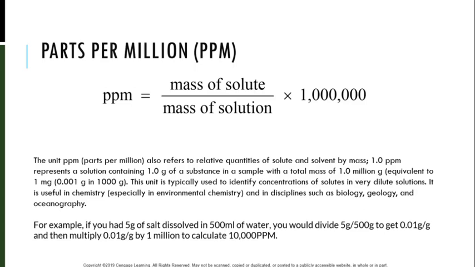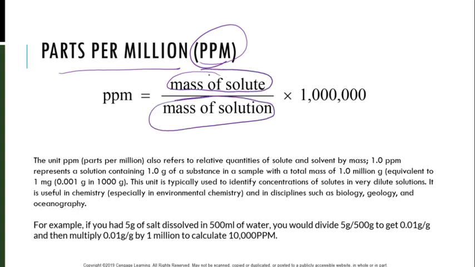Our next quantitative measurement is parts per million, ppm. For ppm, we take the mass of our solute divided by the mass of our solution and times it by a million. The units parts per million also refers to the relative quantities of solute and solvent by mass. 1 part per million represents that I have 1 gram of a substance in a sample with a total mass of 1 million grams, which is equivalent to 1 milligram or 0.001 grams in 1,000 grams.